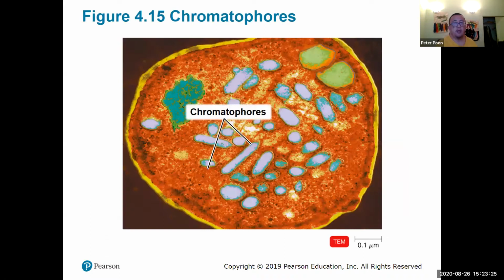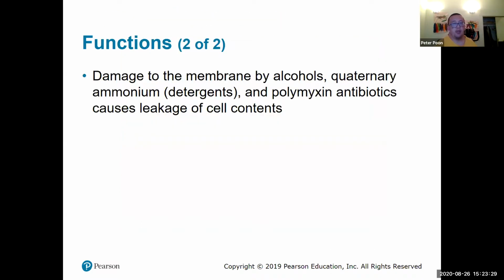Okay. So don't worry about chromatophores. So damage to the cell membrane by alcohols, quaternary ammonium compounds, which are detergents, and polymyxin antibiotics. All of that is why the hand sanitizer stuff works. That causes the leakage of cell nutrients, and that's what kills the bacteria.